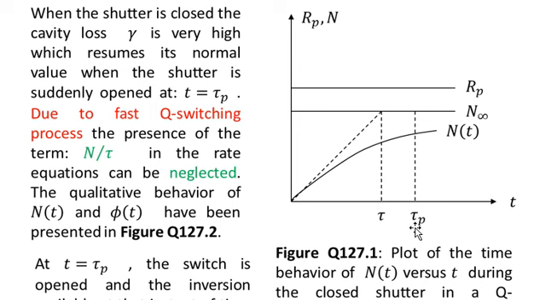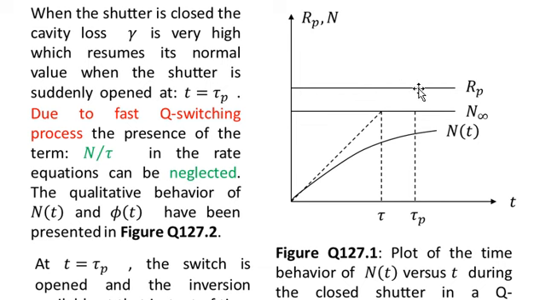So here I have mentioned two times. One is tau, which is the lifetime of the upper state level, because after this time the decay of the population inversion will take place. That is, the population in the upper laser level will start decaying after this time, which is the lifetime of the upper laser level. So this is the time I have mentioned. And the second is the time tau p. That is the time during which the pumping process, that is the Rp value, is switched on.